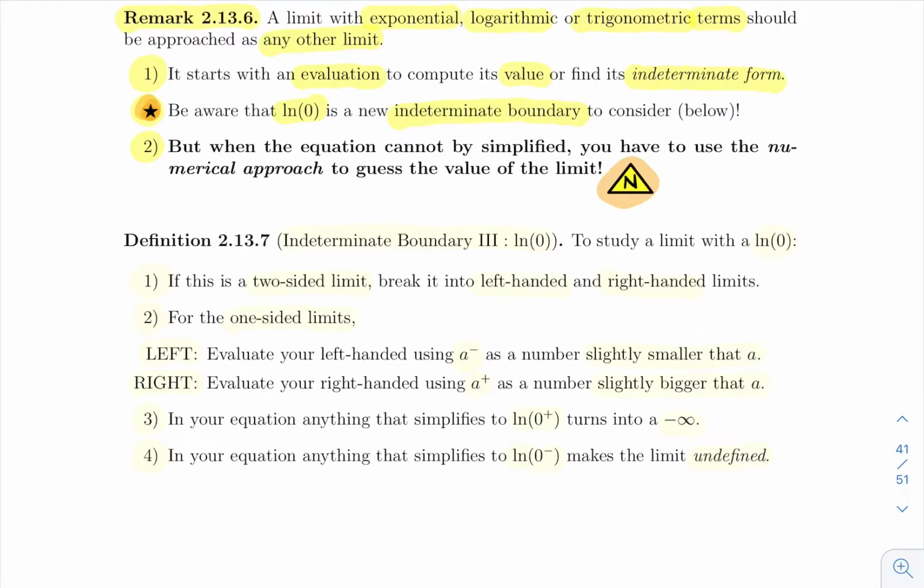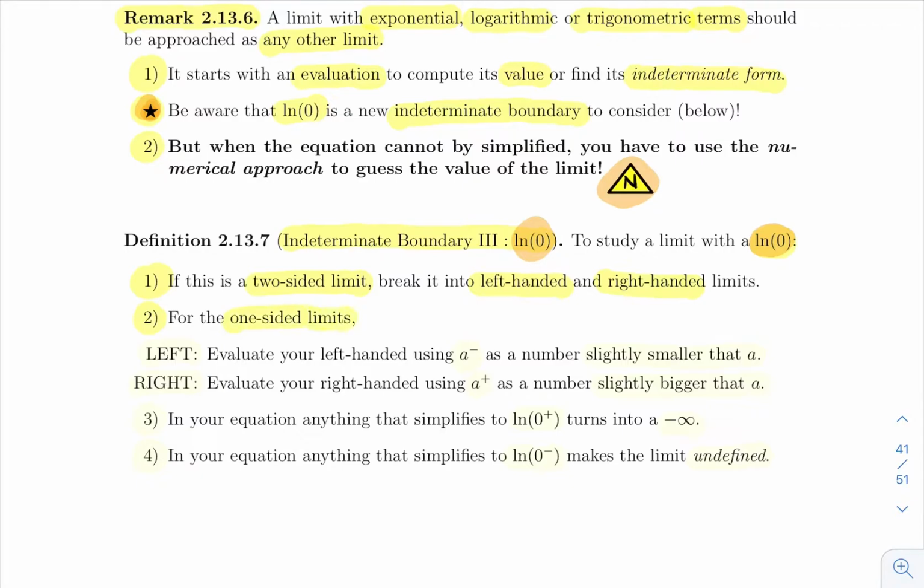So here's the last indeterminate form that you need to consider, and ln of 0 is approached the exact same way as the square root of 0 or a division by 0. Indeterminate form 3, ln of 0. To study an ln of 0 problem, the first thing you do, as with square root of 0 or division by 0, if it's a two-sided limit, is define the left and the right limit, compute them separately, and then compare.